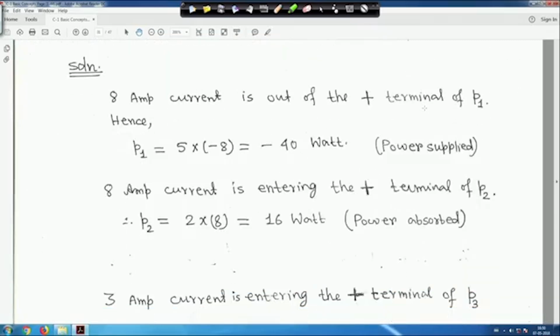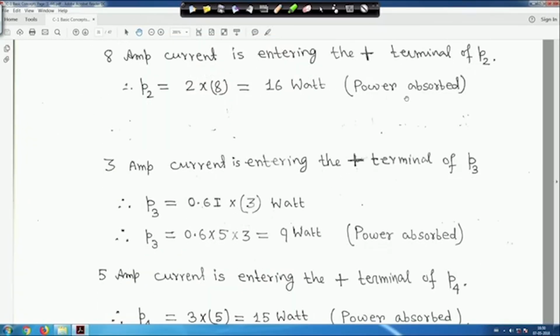So, P3 is equal to 0.6 into 5, I told you that is 3 volt, into 3 ampere. So, 9 watt power absorbed, right.